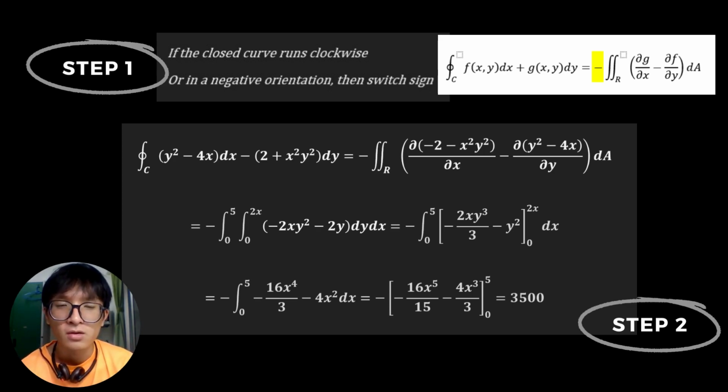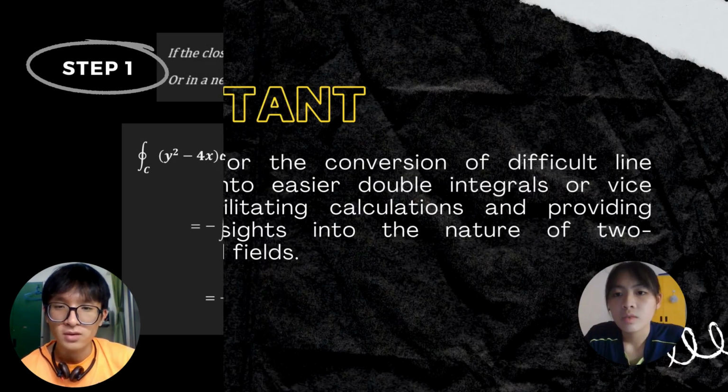The same method applies to this question, like we did in the previous questions. The only thing different in this question is that we don't need any parameters. So the result of the line integral for this question is 3500.